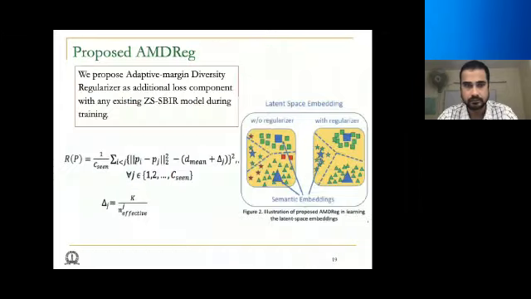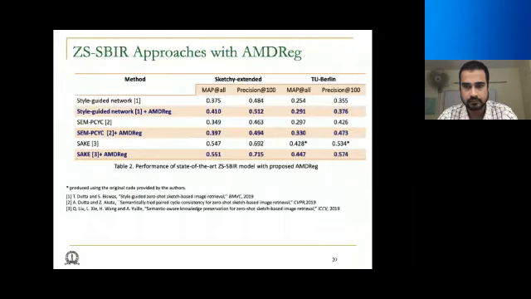But with this regularizer that we proposed, it is extremely simple. We just introduce this delta J term, which is computed from the class imbalance. We just introduce this regularizer with the cross entropy term, right? And because most of these algorithms do have a classification term, it was very easy to incorporate this additional module with most of the existing ZS-SBIR approaches.